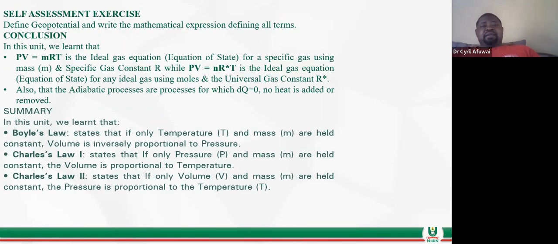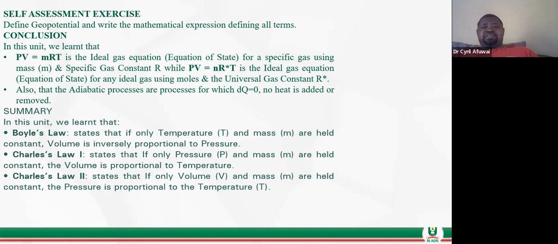Now, self-assessment exercise. I expect you to do this. It says define your potential temperature and write the mathematical expression defining all terms.